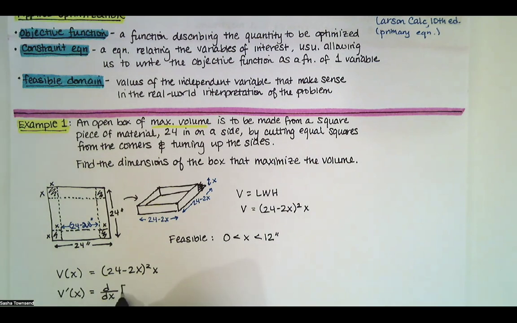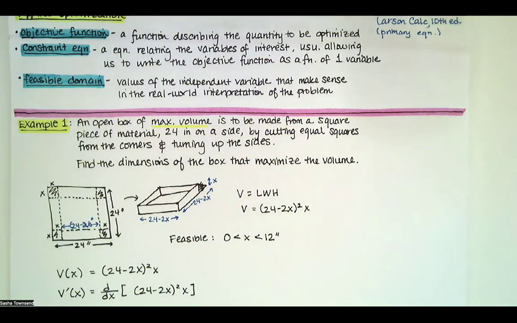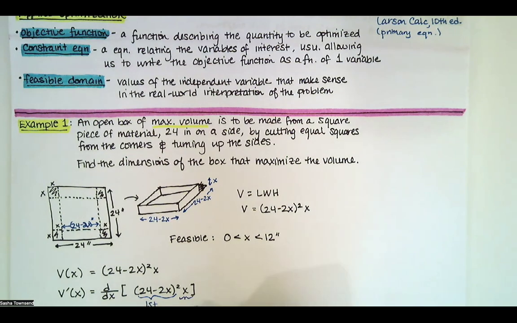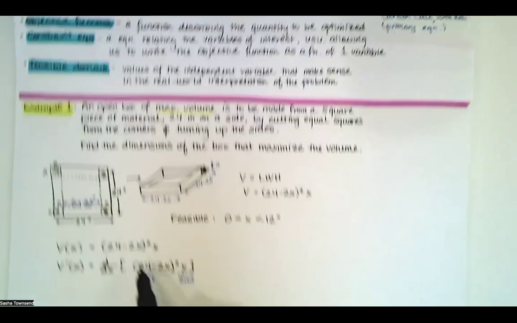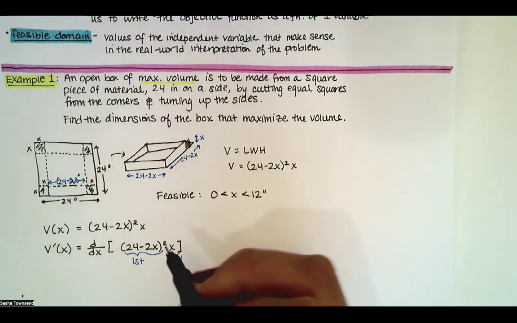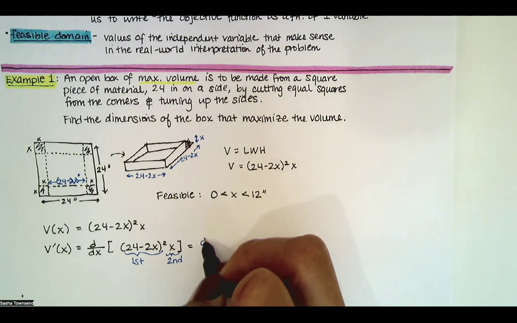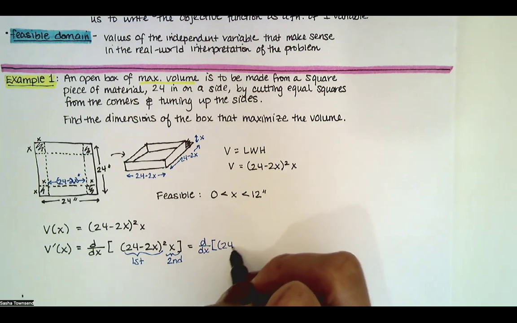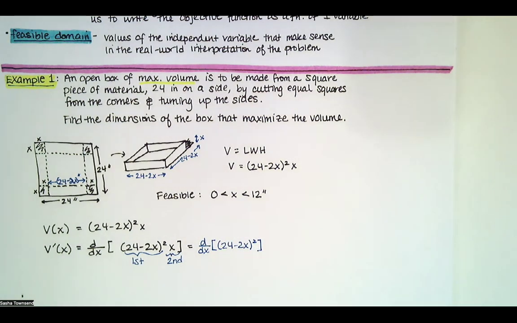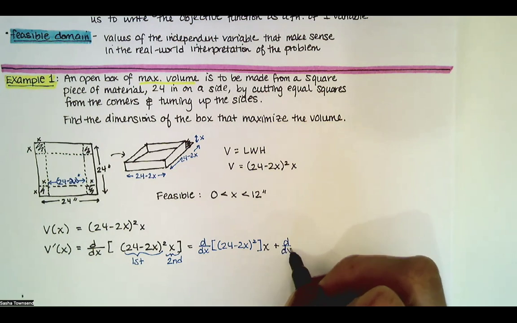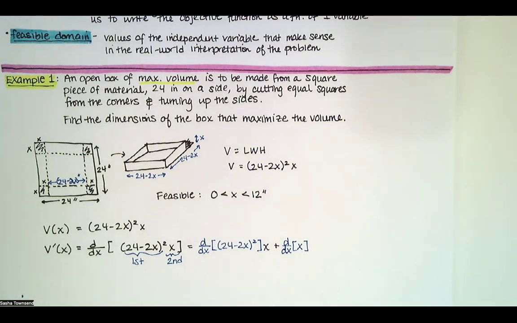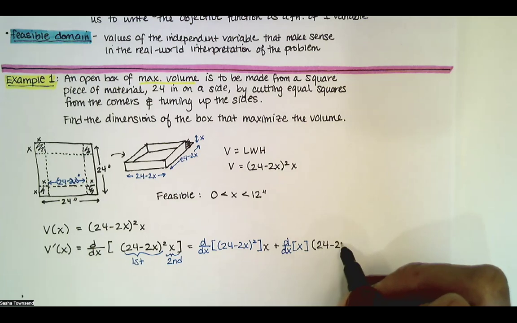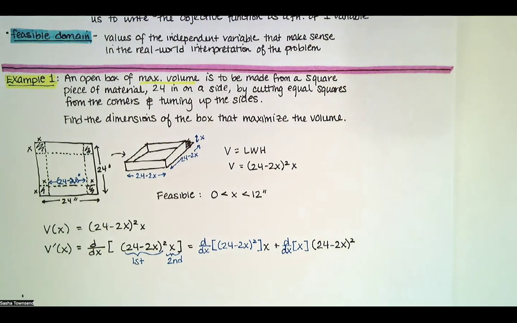So we're taking the derivative with respect to X of this product. Here, our first factor is this 24 minus 2X raised to the second power, and our second factor is the X. So according to the product rule, we take the derivative of the first times the second undifferentiated, plus the derivative of the second function times the first. And the derivative of X is 1.